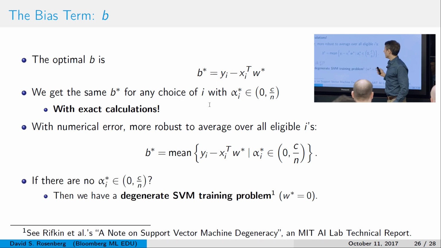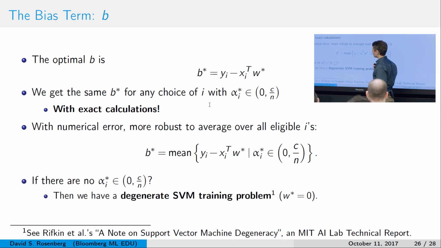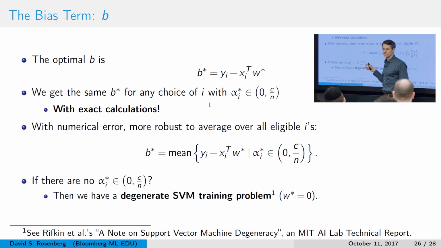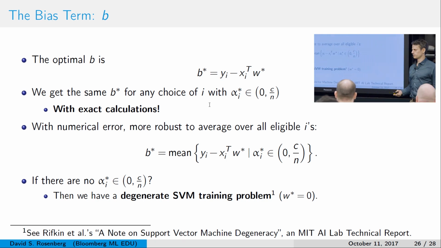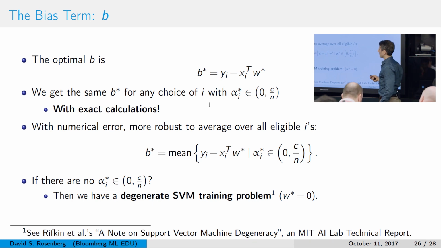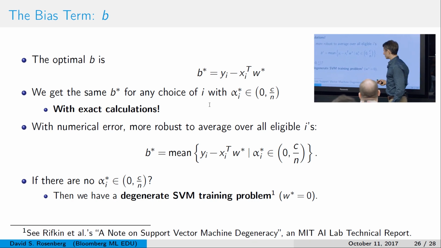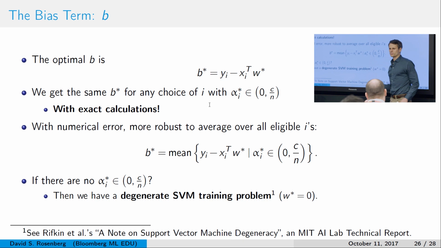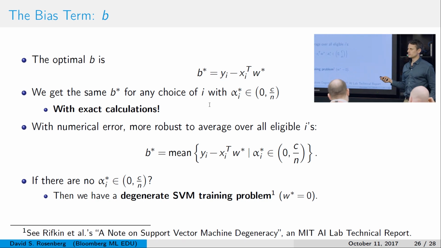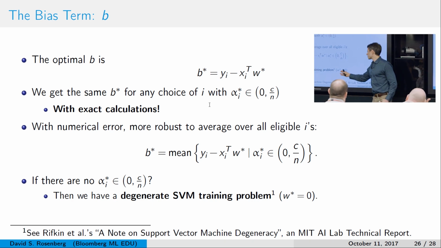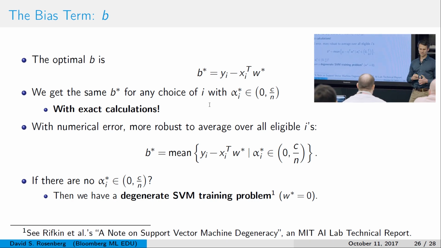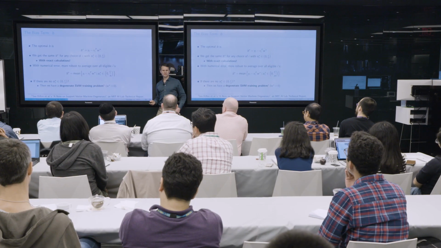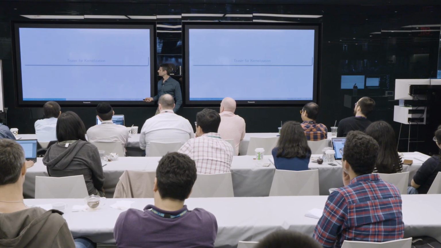And then the only question is, what if there's no alpha i star in this range, 0 to C over n? There's a research paper on this stuff, and it turns out that these are rare degenerate training problems. If you cannot find an alpha i in that range, then the solution anyway is w star equals 0 as the SVM solution. And there's a reference here at the bottom if you want to follow up on that.